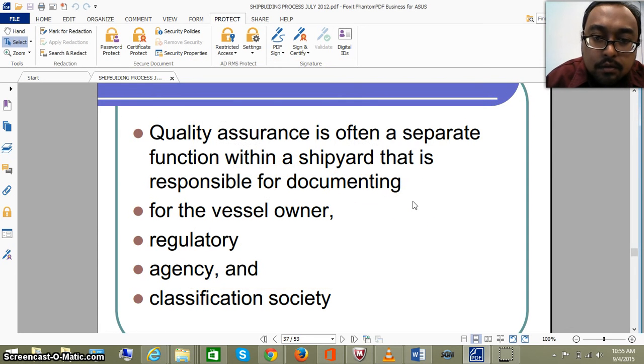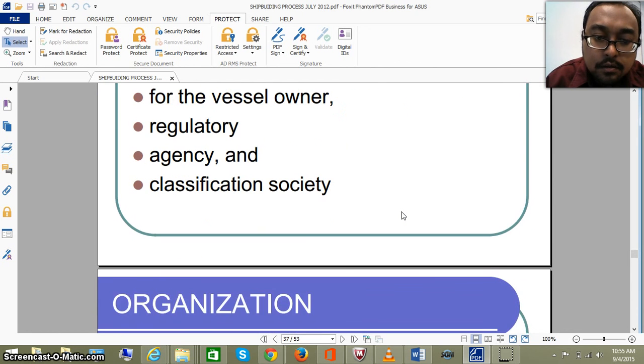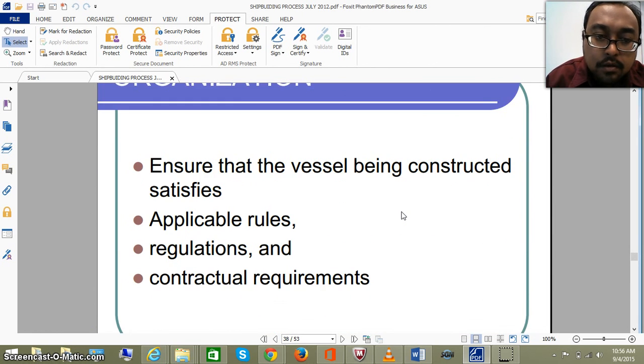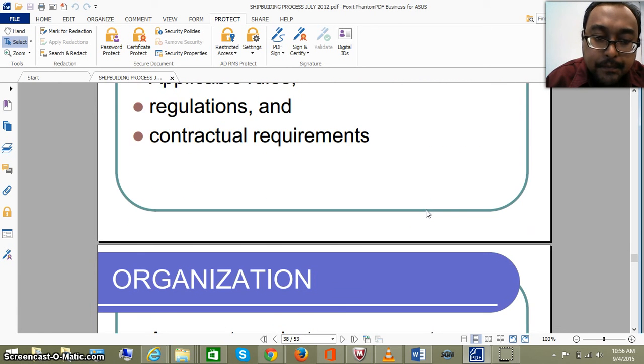Quality assurance is often a separate function within a shipyard that is responsible for documenting for the vessel owner, regulatory agency, and classification society. It also ensures that the vessel being constructed satisfies applicable rules, regulations, and contractual requirements.